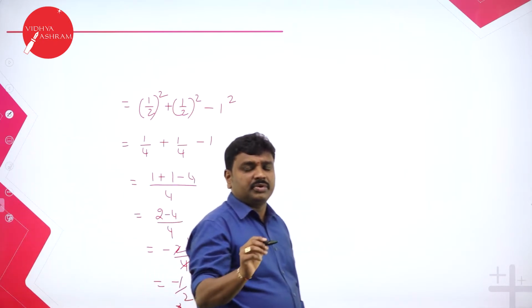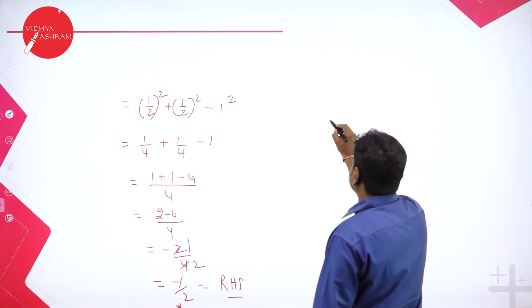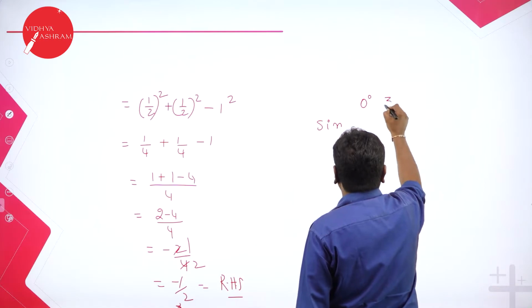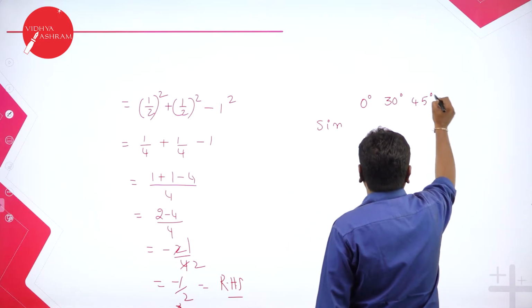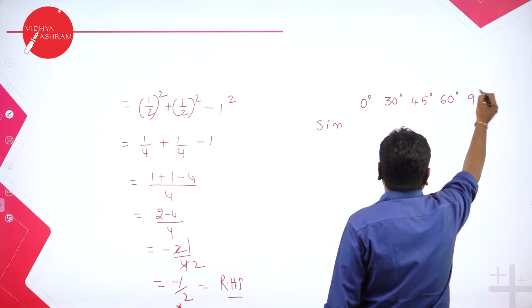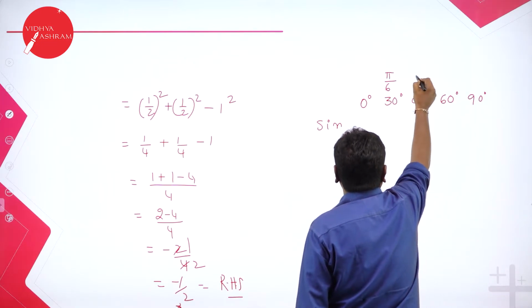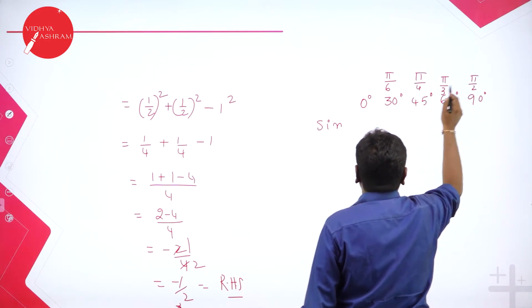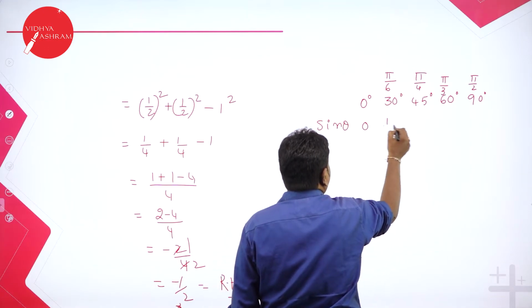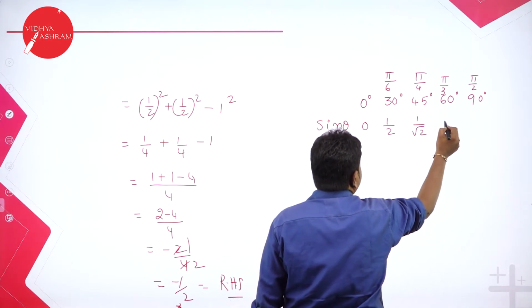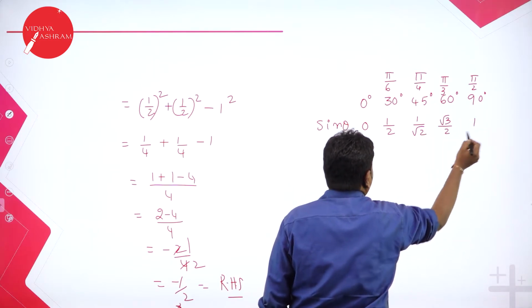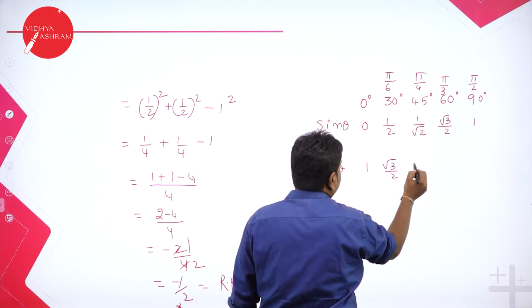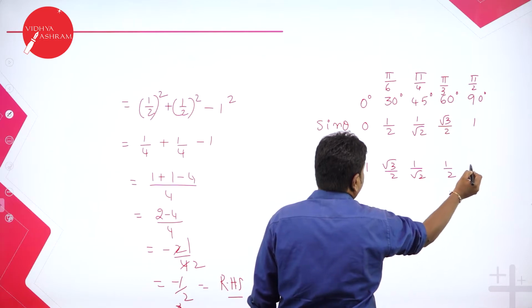To solve these kinds of problems, first you should know the standard angle table. What is the standard angle table? Sin 0 degree, sin 30 degree, 45 degree, 60 degree and 90 degree, and directly you should know the values. Pi by 6 is also called 30, 45 means pi by 4, 60 means pi by 3, 90 means pi by 2. Sin theta: sin 0 is 0, sin 30 is 1 by 2, sin 45 is 1 by root 2, sin 60 is root 3 by 2, sin 90 is 1. So cos theta is 1, root 3 by 2, 1 by root 2, 1 by 2, 0.